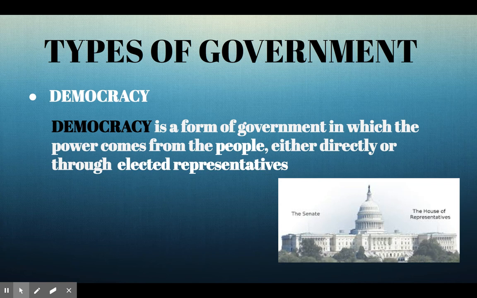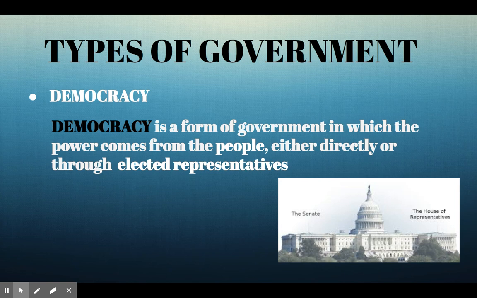A democracy is a form of government where the power comes from the people. And there's 2 ways that that can happen. You can have a direct democracy where people vote for their leaders directly, or an indirect democracy where we choose elected representatives. So we vote for our own representatives to speak for us in the government.